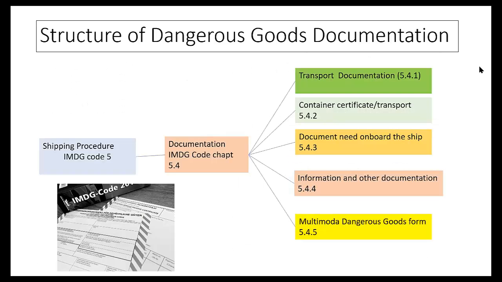And the structure of dangerous goods documentation based on the IMDG. When we are talking about shipping procedure in the IMDG Code, it should be section 5, we'll cross check later on, and the documentation in chapter 5.4: transport document 5.4.1, container certificate transportation 5.4.2, and documents needed on board the ship 5.4.3, and information and other documentation 5.4.4, and multimodal dangerous goods form in 5.4.5. Okay, so that's it for session 8.